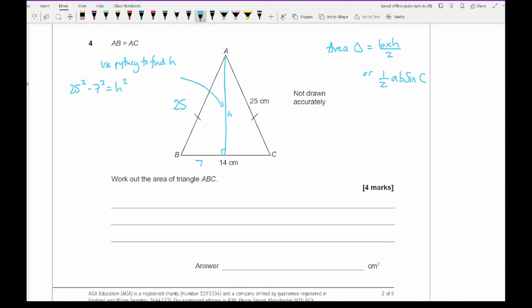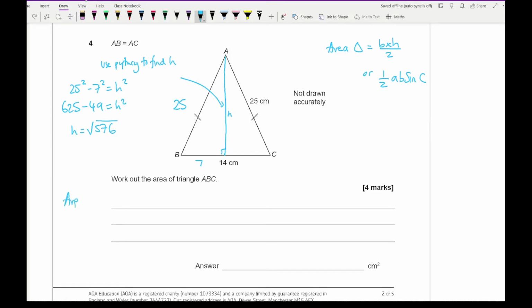And if I reach for my calculator, 25 squared is 625. Oh, I wrote 652. Oh, 625 minus 49 equals h squared, and that gives me h equals the square root of 576. So that's my height.